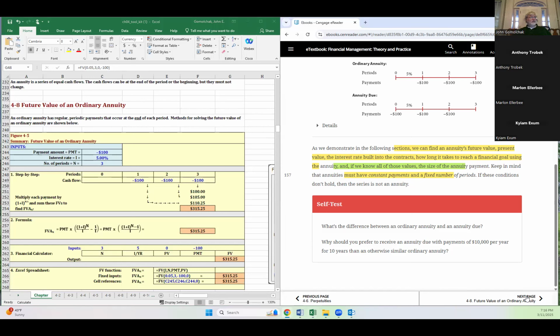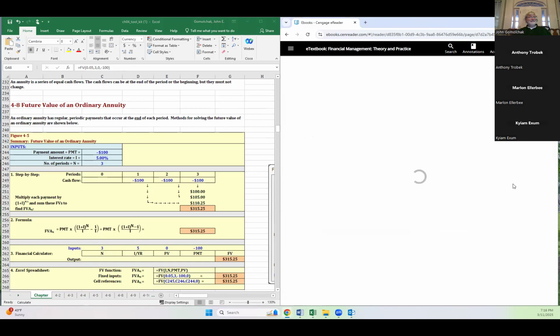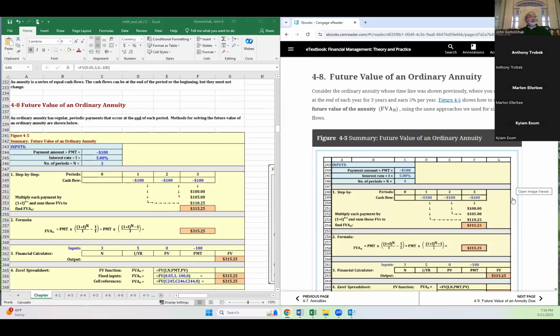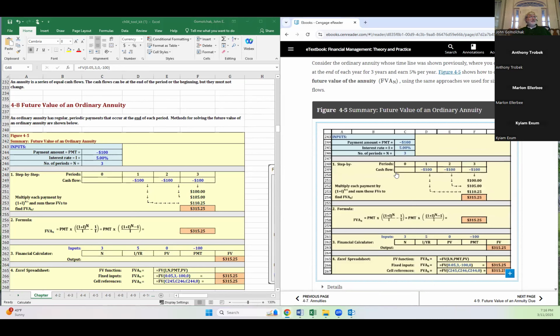All right, moving along. Future value of an ordinary annuity. Okay, so this is one where we're going to be making the payments of $100 in period 1, 2, and 3. So we don't make a payment at 0. We make it at 1, at 2, and at 3.